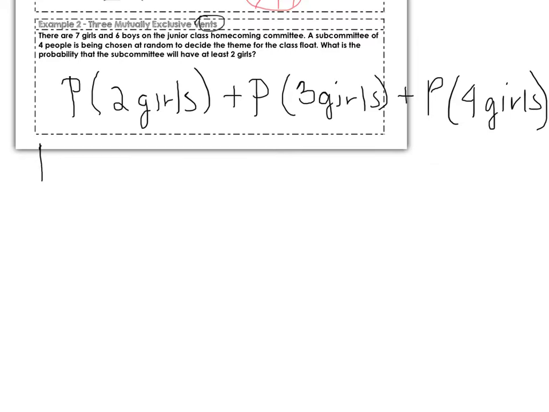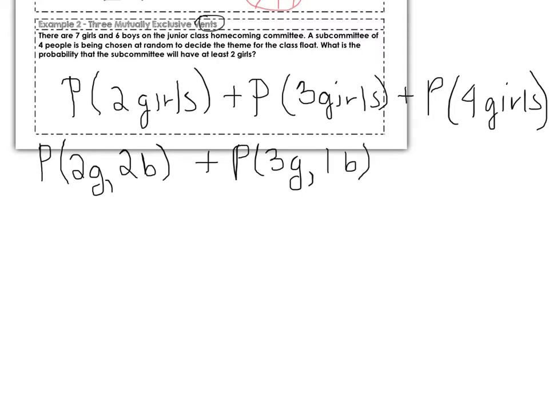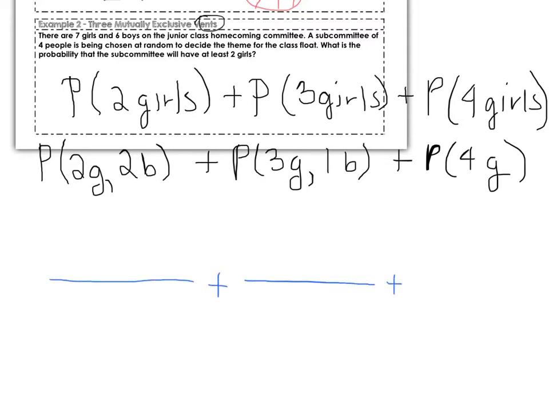Now, the other thing we have to recognize is when I have 2 girls, then I'm automatically going to have 2 boys, okay? Because in total, I'm choosing 4 people. If I have 3 girls, then I have to have 1 boy. And if there are 4 girls, I will not have any boys. So I actually don't even need to worry about that there. Now, the total number, so it's always specific over total. The total number for all of these probabilities will be the exact same, okay?